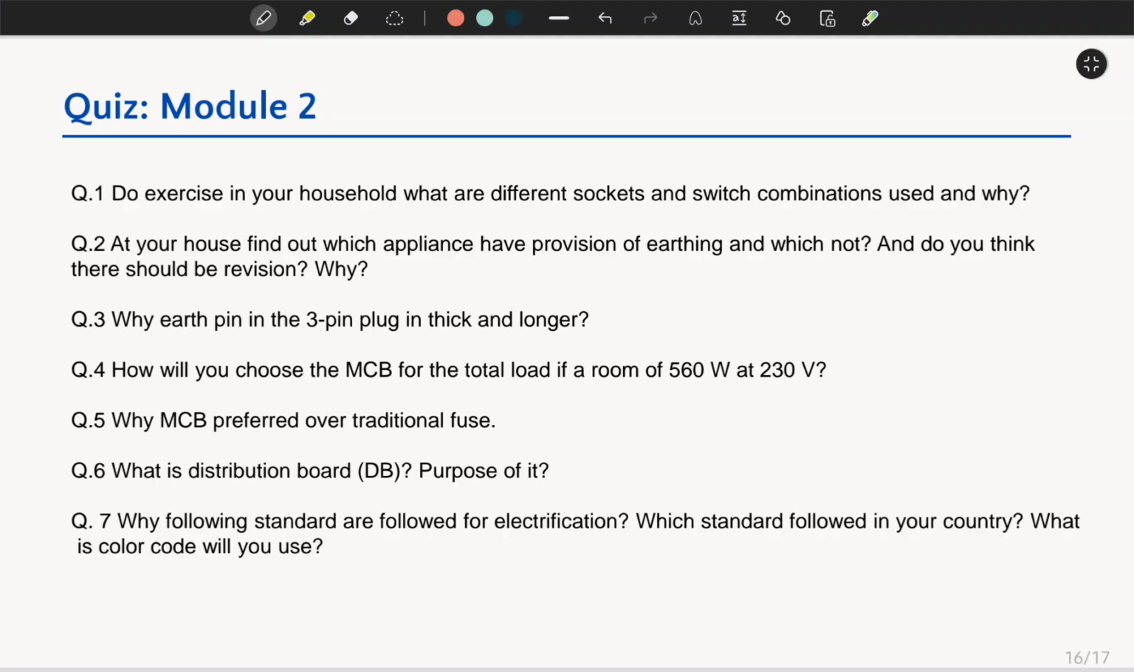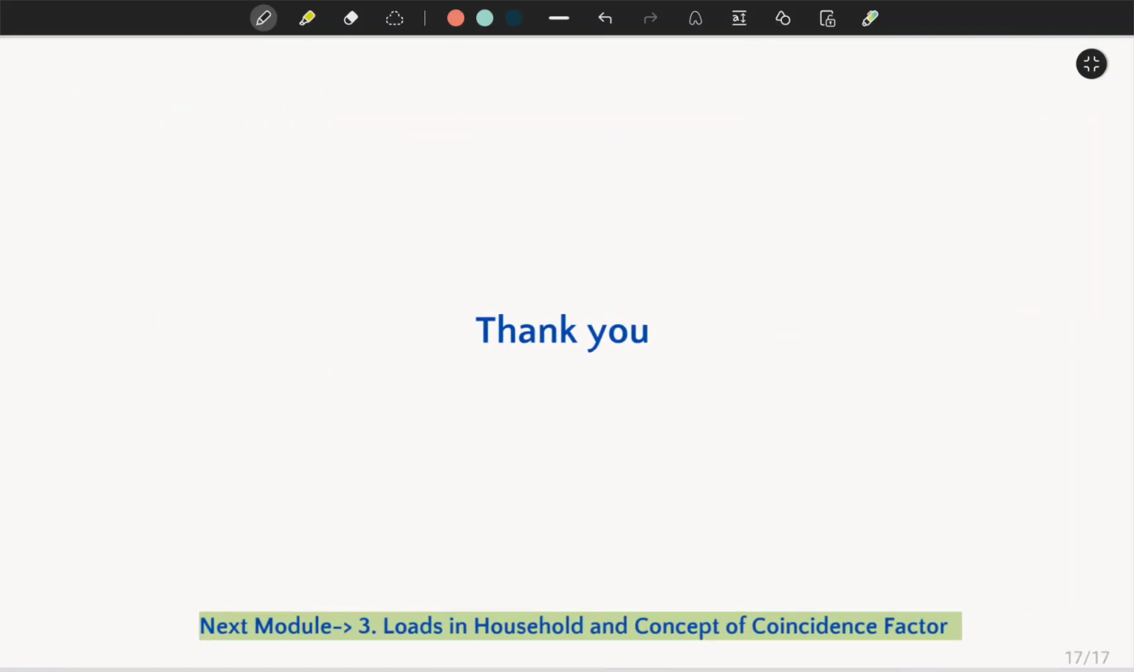These are the quiz questions for module 2. You attempt them. We will be discussing them, and I have uploaded the solutions at the end, but I request you to solve them on your own. You can use any tool like the internet or books, but solve them yourself. Wait till the last module is complete, so that you get a feel of those questions and answers. Till then, thank you everyone. Thank you for your time and attention.